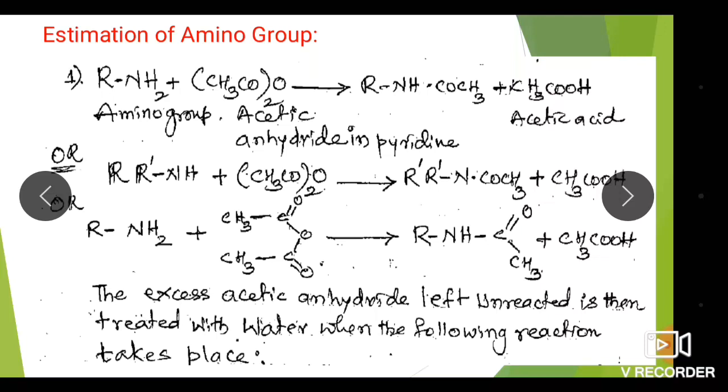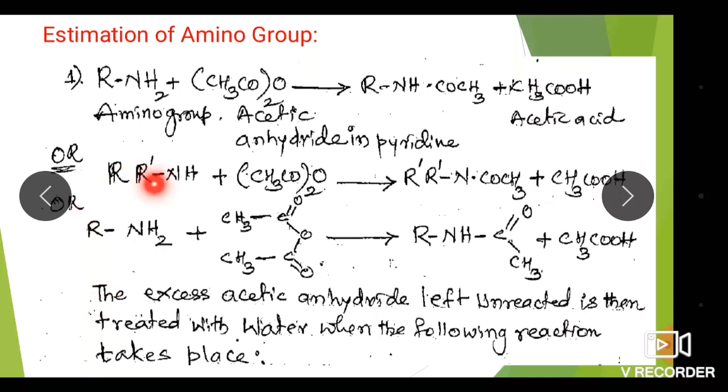Then, we can write the secondary amine, that is R-NH, reacting with acetic anhydride, and then we get R-NCOCH3, that is nothing but an amide. A secondary amide is there, and the side product is acetic acid.